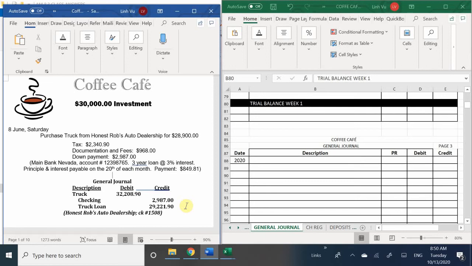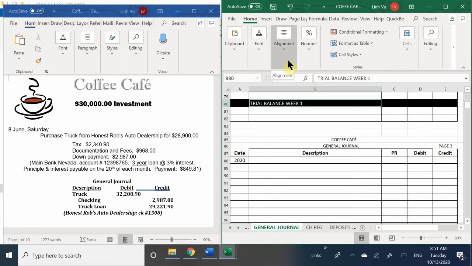Okay, so here in the General Journal, chart of account 17010. 17010 is for what? For the chart of account, COA, for the truck. Debit. So here I've already given you the answer, but I want to explain what has happened here.